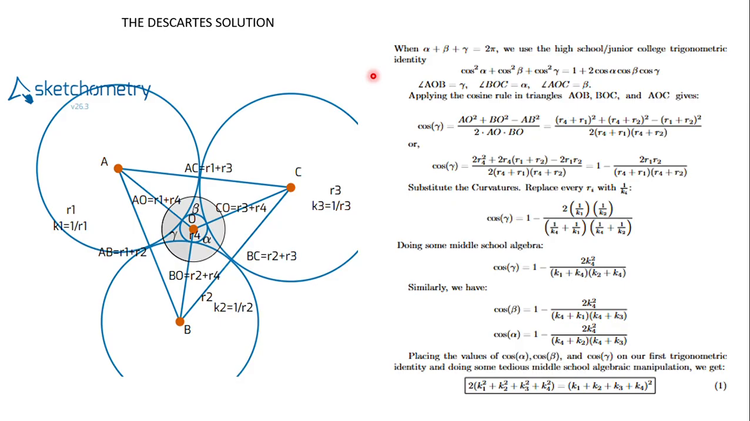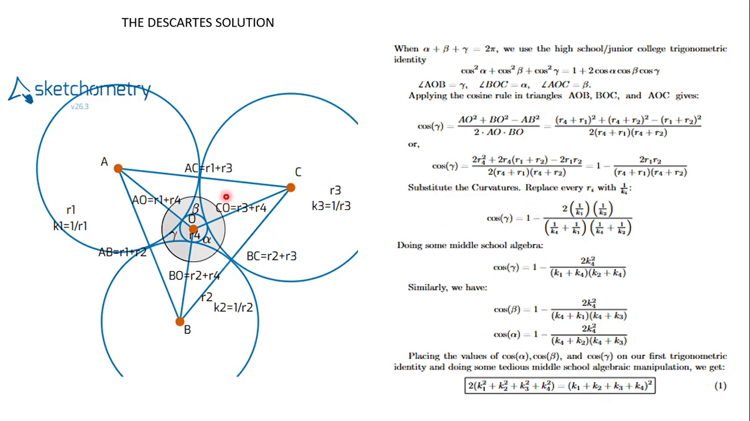All right. So the solution of Descartes, pretty much boring, but not so boring. So this is a high school trigonometry identity. It can be found in books like S.L. Loney, and these are the angles alpha, beta, and gamma.